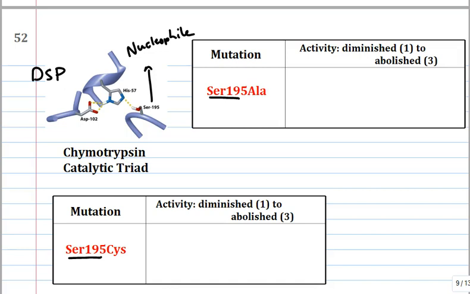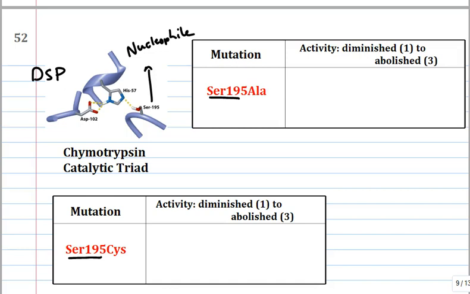All right. So, what if we replace serine 195 with alanine? What would be the effect on enzyme activity? Some of these I think are going to be obvious, some maybe not so much. Let's just use a numerical scale from 1 to 3, where 1 is diminished enzyme activity, maybe no change or diminished, to 3, and 3 means enzyme is dead. It's abolished. The enzyme activity has been abolished.